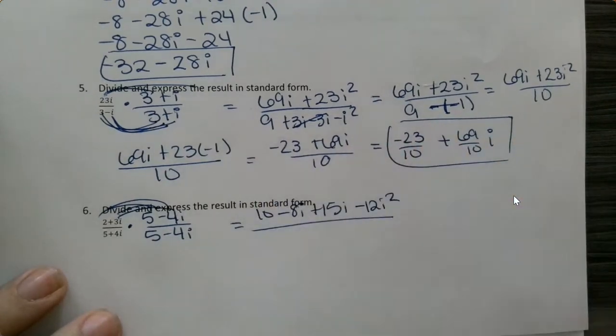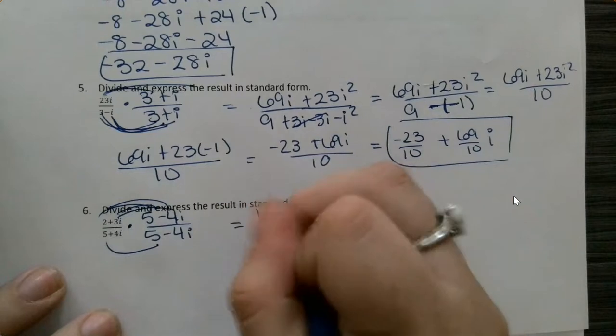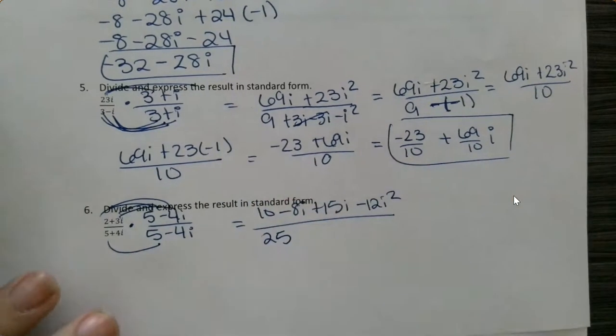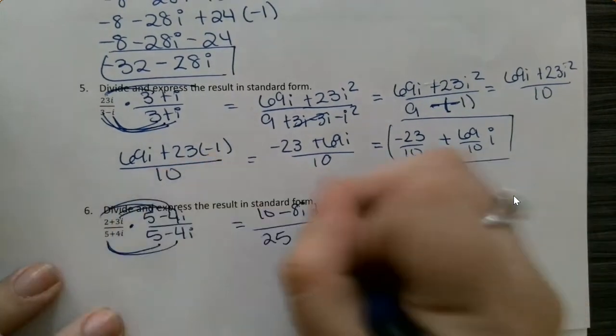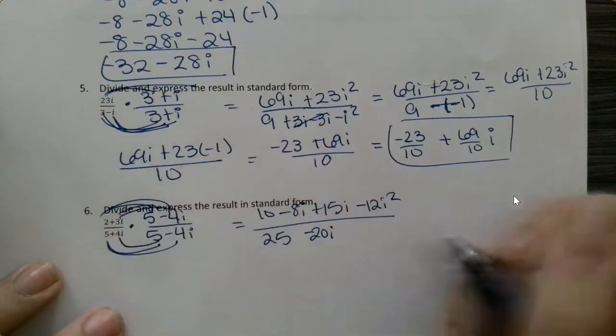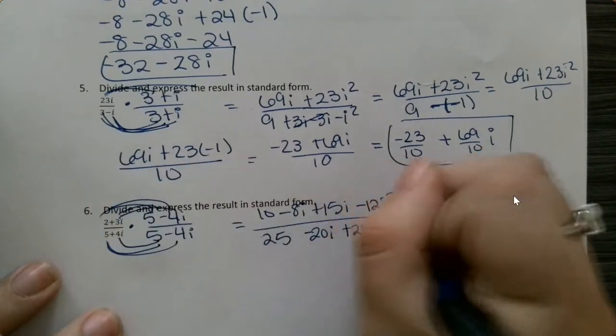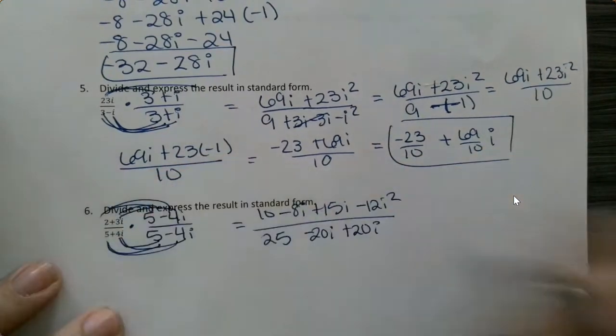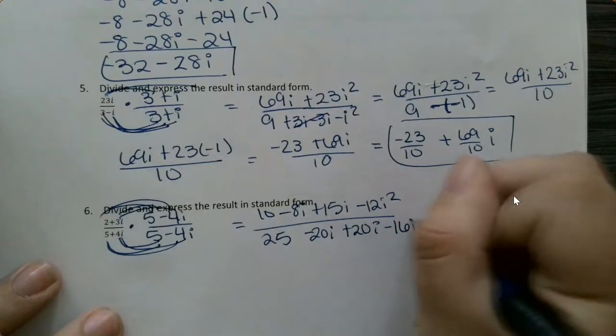On the denominator, I have 5 times 5 gets me 25. 5 times negative 4i gets me negative 20i. 4i times 5 gets me positive 20i. 4i times negative 4i gets me negative 16i squared.